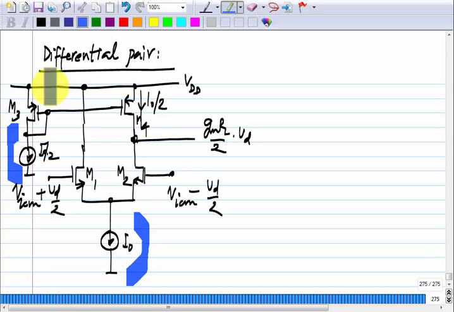Which one? Sources and gates of which one? No, no, source of gates of which transistors? M4 and M3, they are connected, right? The gates are connected together, the sources are connected together. Oh, then the incremental resistance will be 1 by GM, the gain will be really small.